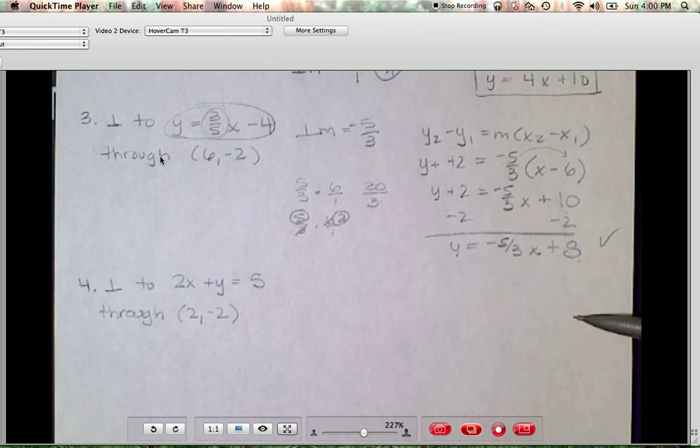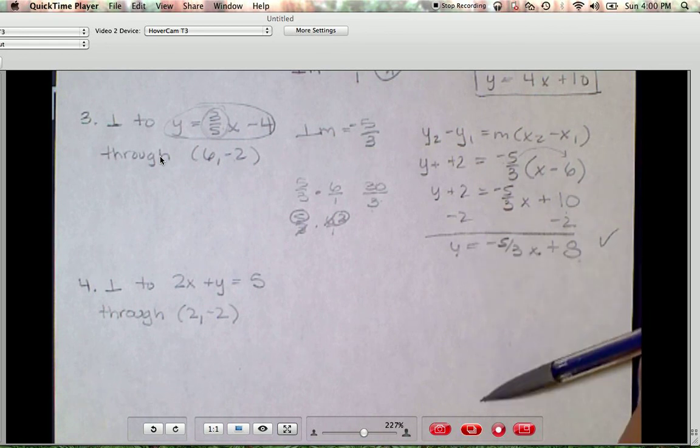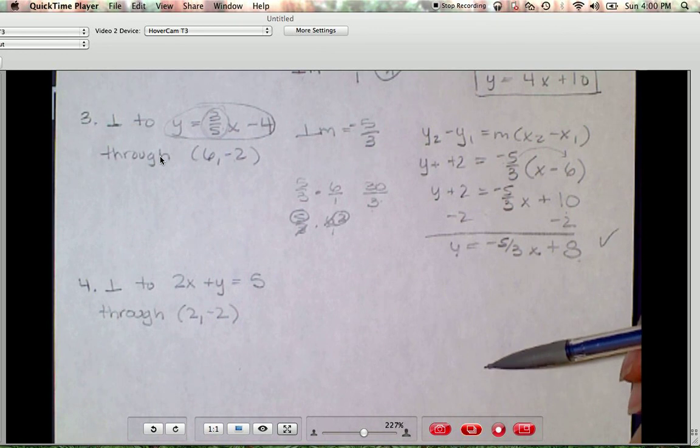If you haven't tried number 4 yet, please try number 4 first. It's actually easier than number 3. So please push pause here and try number 4 if you haven't done it yet.